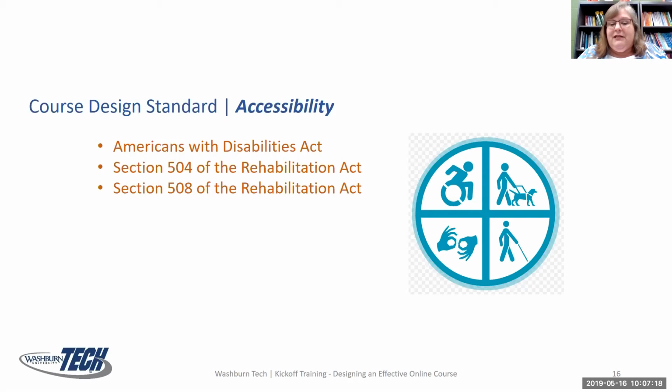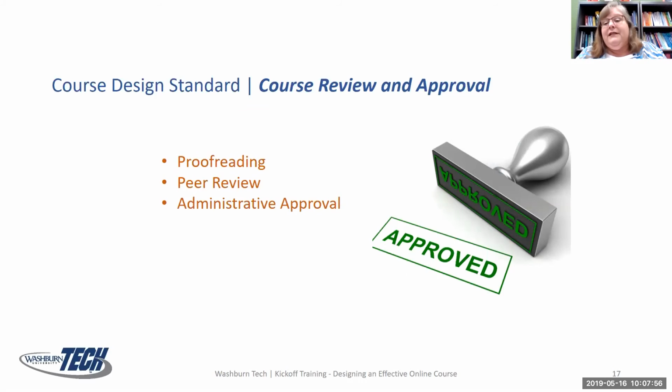These expectations and standards really come from some laws, the Americans with Disabilities Act, the Rehab Act. There are guidelines to make sure that our course material online is accessible for someone with a visual impairment. And then our final standard has to do with the peer review process. When you submit your material, of course, we'll go through a proofreading process.